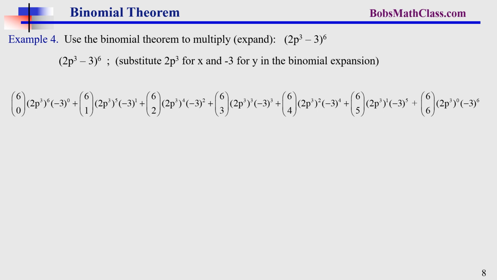Okay, a lot of calculating to do. So like in the first term, 6 choose 0 is going to give us 1. I would probably do all those numbers first. Or we just use those numbers on a previous example, just copy them over. And then when we do 2p to the third to the 6th power, you have to do 2 to the 6th power, get that answer. And then p to the third to the 6th, we have to multiply the exponent, so that'll be p to the 18. And then negative 3 to the 0 will be 1. And then move on to the second term.